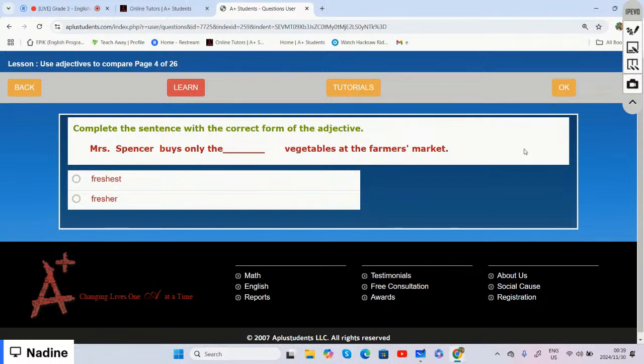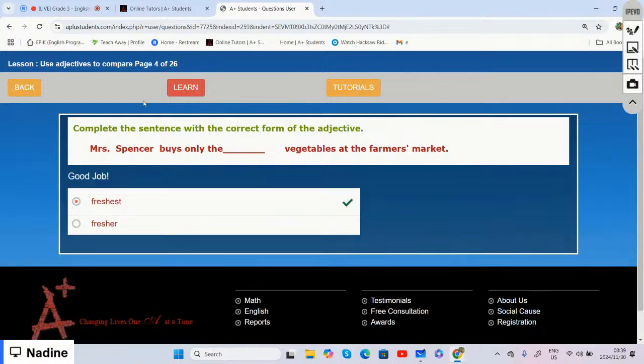And if we were to choose the correct option, we can say it is the freshest, option one, vegetables at the market. Well done.